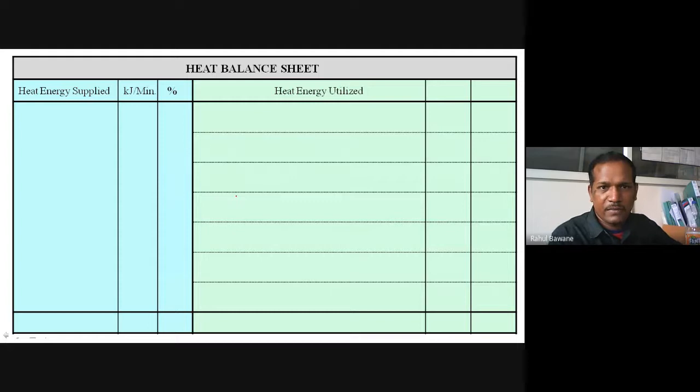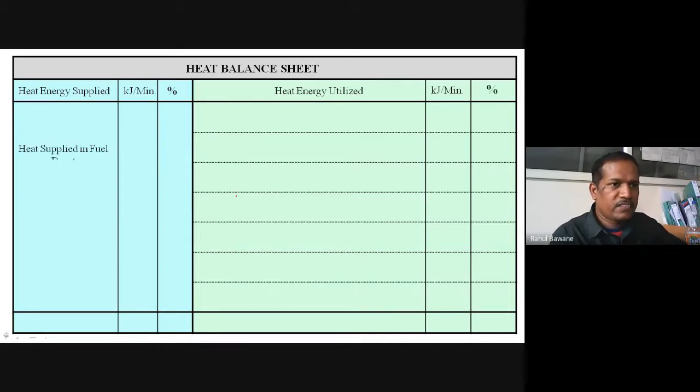The second half of the heat balance sheet is where heat is utilized. So heat energy utilized. In this also we have to write down the amount in kilojoule per minute, as this heat balance sheet is assumed on a minute basis. So kilojoule per minute, then its percentage.